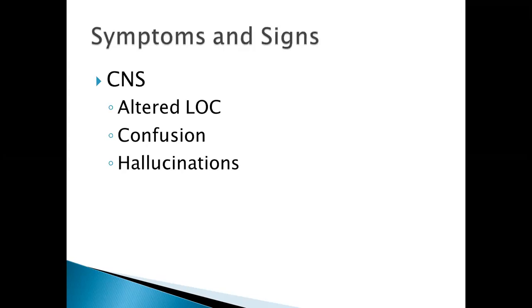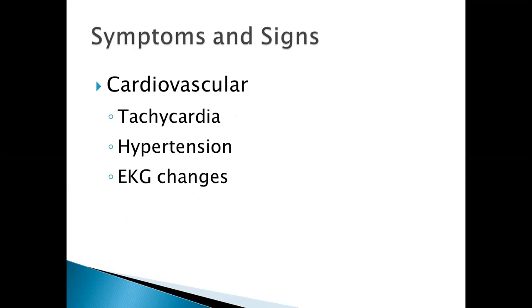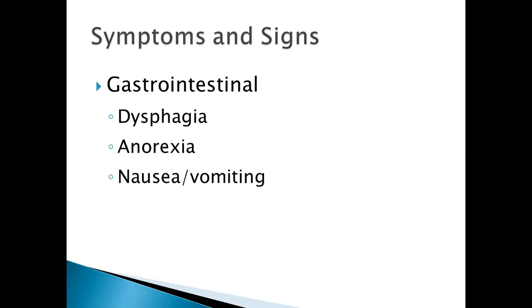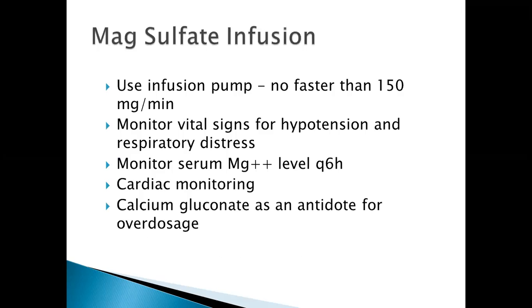Signs and symptoms: altered level of consciousness, confusion, hallucinations. Neuromuscular symptoms like muscle weakness, cramps, increased deep tendon reflexes, tetany, and Trousseau's sign. Tachycardia, hypertension, and ECG changes. Dysphagia, anorexia, nausea, vomiting. Treatment for mild is dietary replacement. For severe it is IV or IM magnesium sulfate. But while giving IV or IM magnesium sulfate, calcium should be kept ready for its toxicity. We have to monitor neurological and cardiac status.